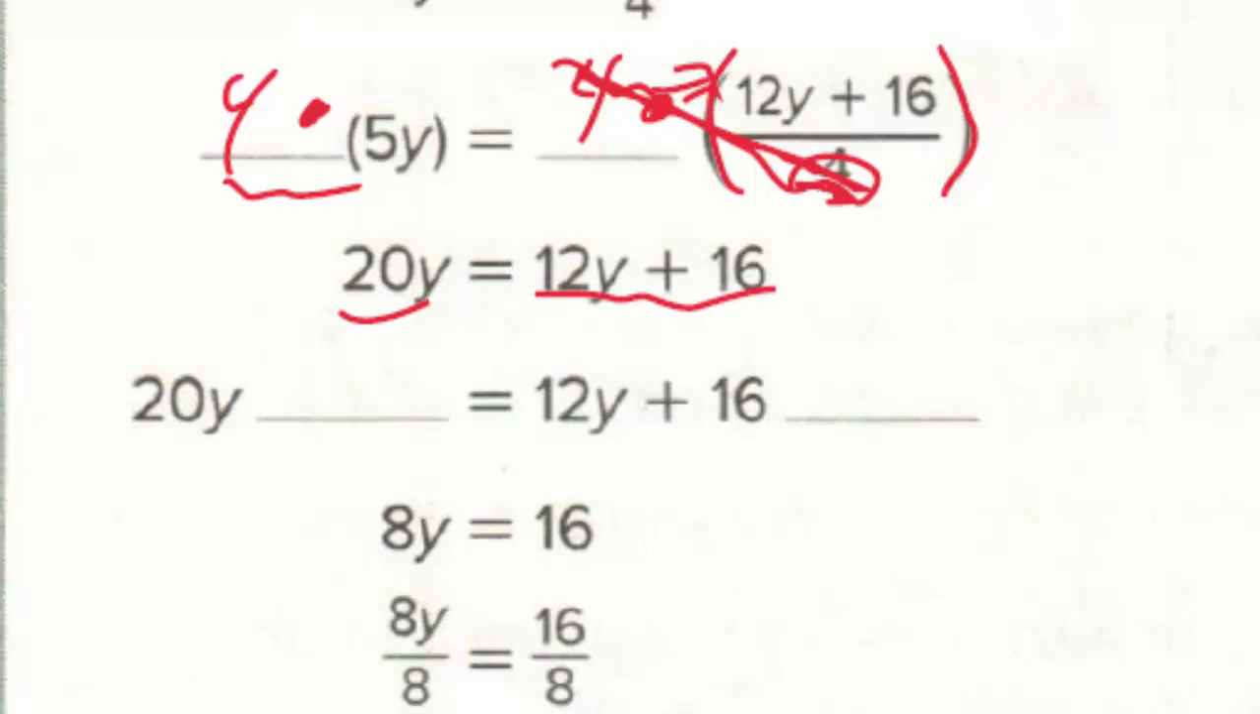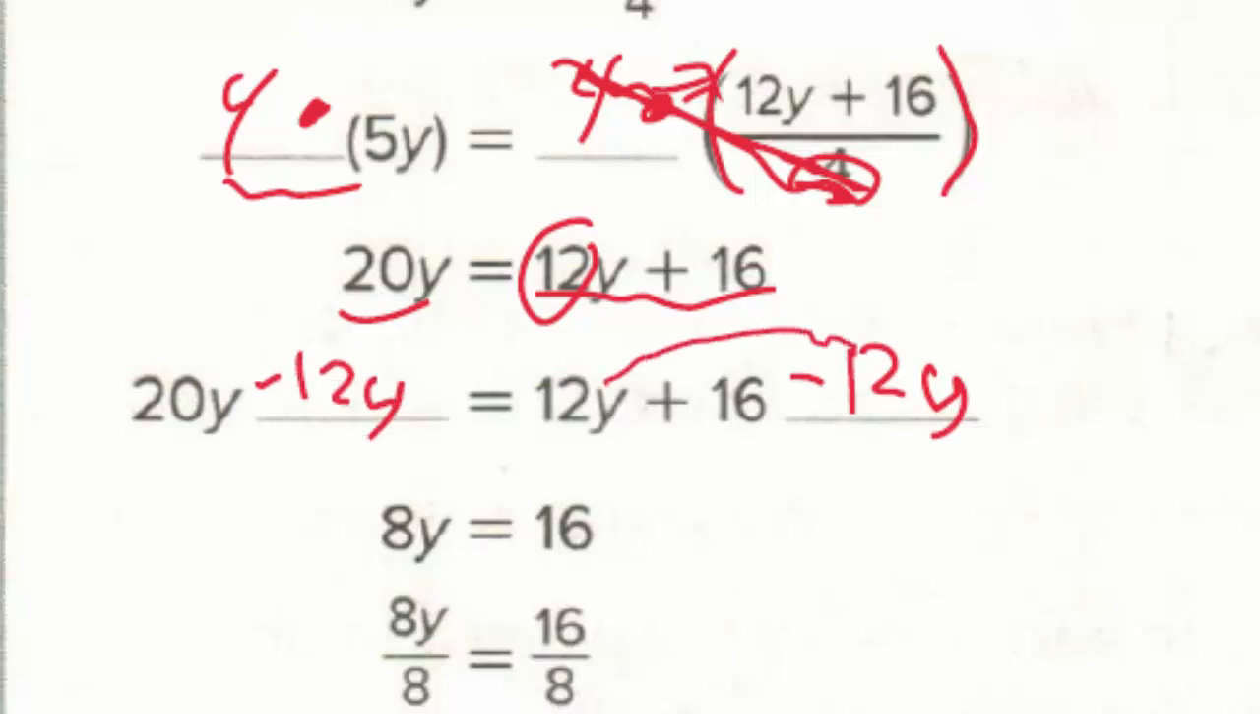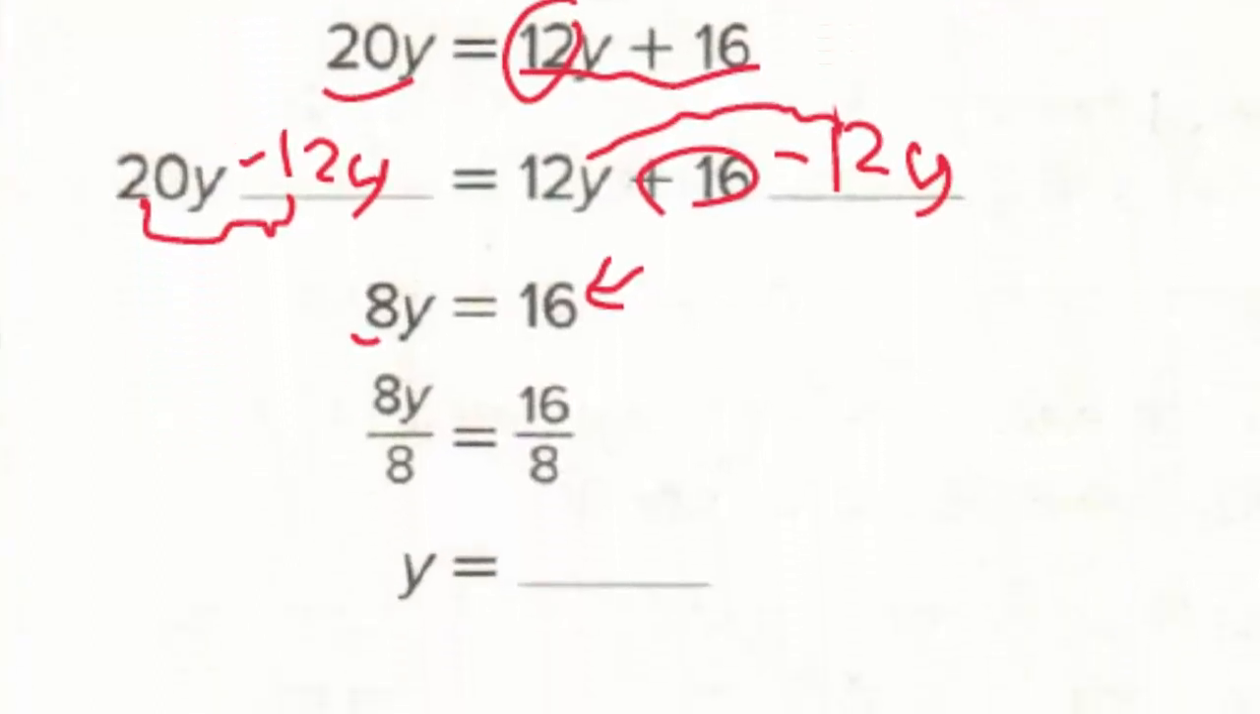Now I've got to decide which variable has a smaller coefficient, and that would be the 12. So to eliminate the 12y, we have to subtract 12y from both sides. And we're only eliminating it from the right-hand side because this right here gives us a 0, and 0 plus the 16 is 16. The left-hand side is going to be a 20 minus 12y, and that's going to leave us with 8y. Now to get rid of the times 8, we're going to divide both sides by 8. And again, 8 divided by 8 is 1, not 0. 1 times y is an identity for y. And 16 divided by 8 is 2.